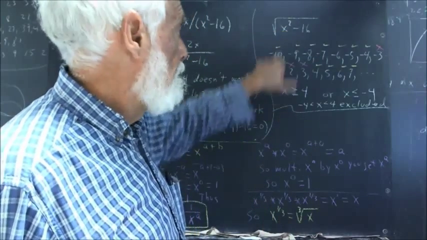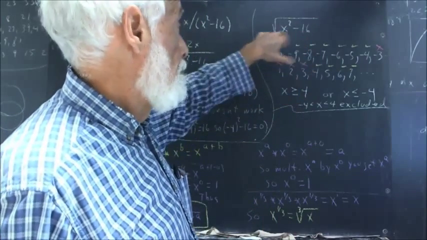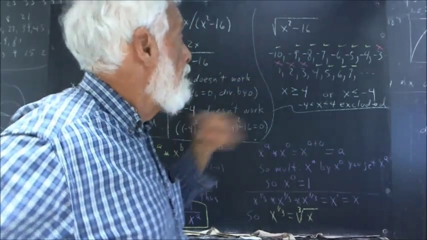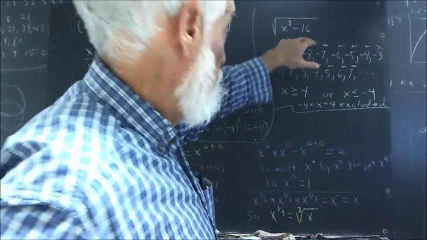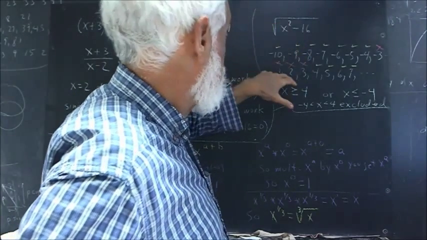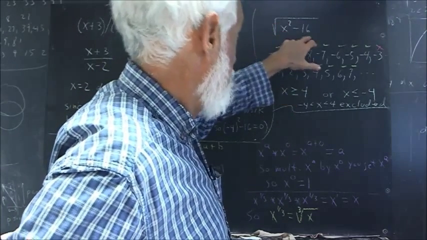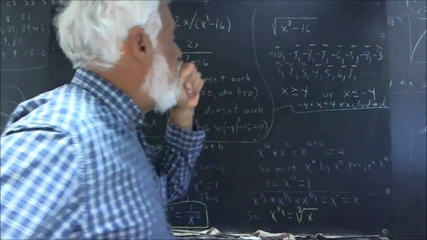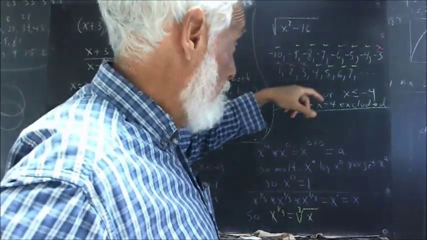So x equals 1 would give you negative 15 under the radical, but you can't take the square root of a negative. Okay. Similarly, 2 and 3 wouldn't work. In both cases, if x is 2, you would get negative 12 here. If x is 3, you'd have negative 7. And that's not going to work.